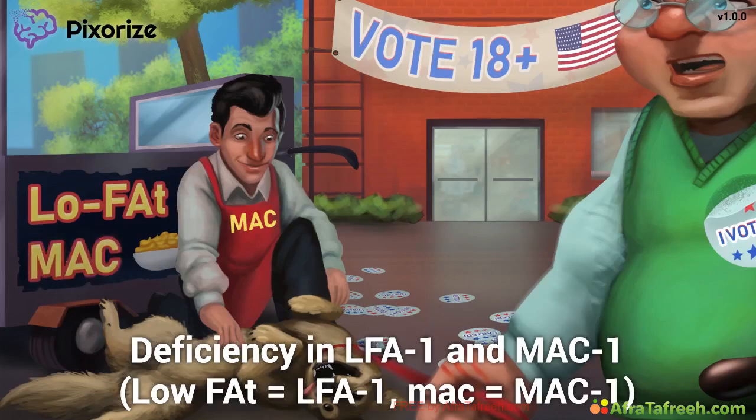And mac? Well, that represents MAC1. Mac for MAC1, get it? Putting this together, the low-fat mac cart represents both LFA1 and MAC1. LFA1 and MAC1 are similar integrins that both have a CD18 subunit, and thus depend on CD18 to function. Basically, deficiency in CD18 expression leads to downstream dysfunction of LFA1 and MAC1.